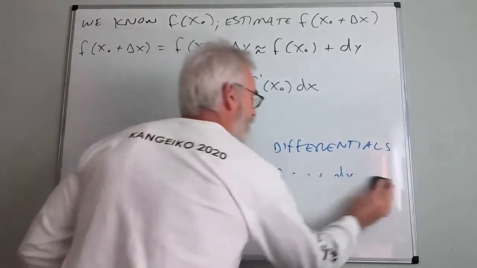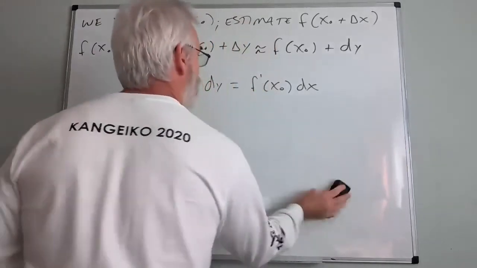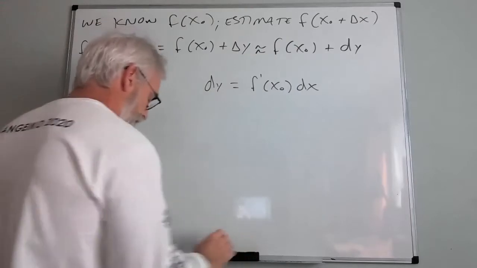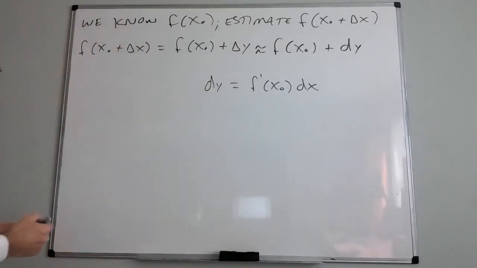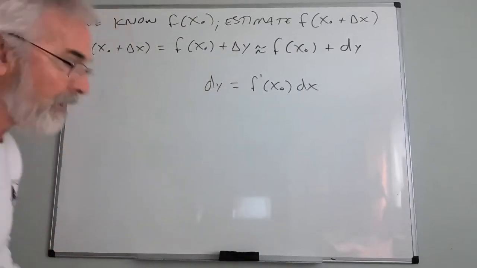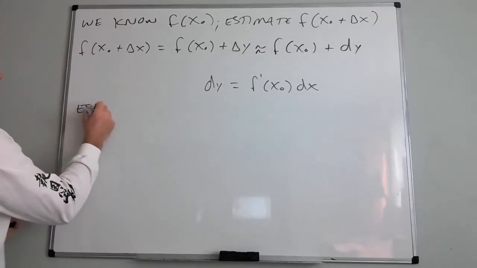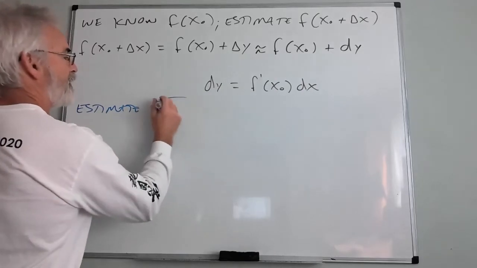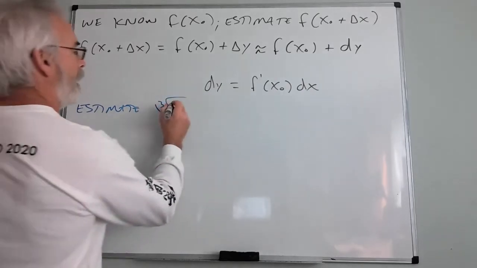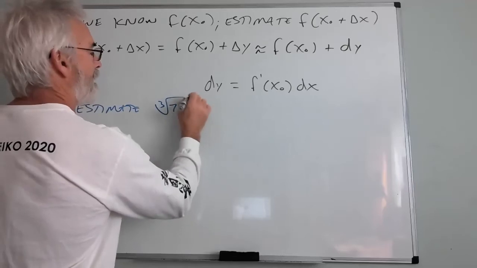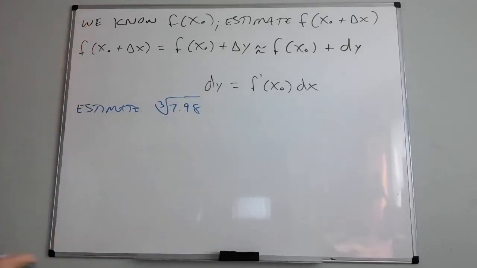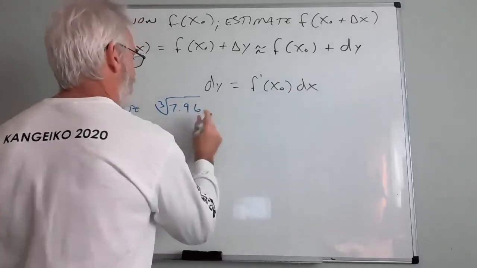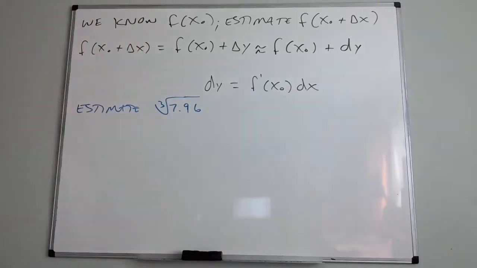Let's walk our way through this because it's kind of a cool thing. And you can do this for complicated things. Let's say we want to estimate, how about the cube root of 7.98? Actually, let me use it. Let's do 7.96. Sorry, I want to use a different value this time.